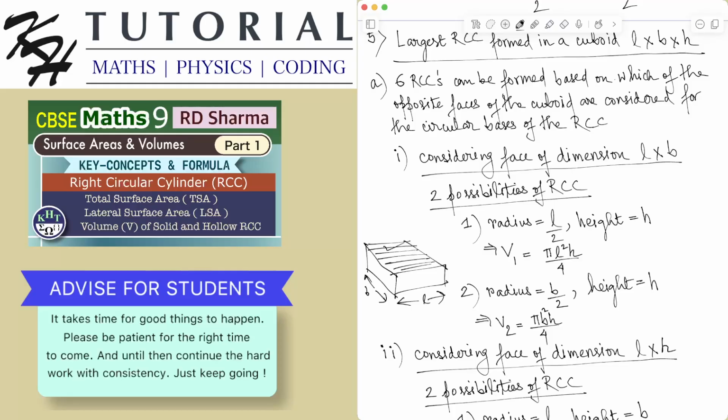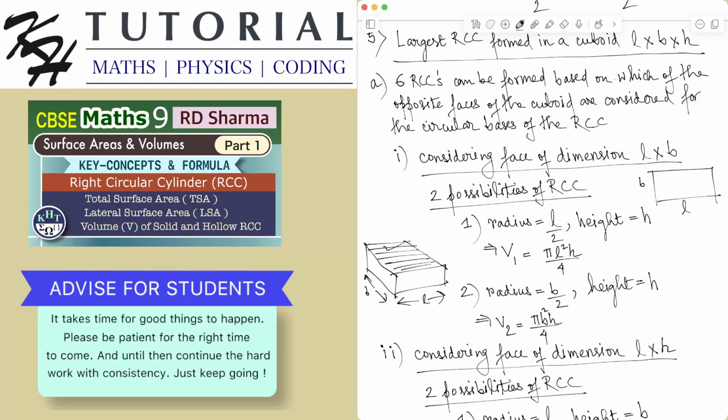If you have a rectangle of dimension L by B, length L and breadth B, what is the largest circle you can draw? What is the largest circle that can be inscribed in this rectangle of length L by B?